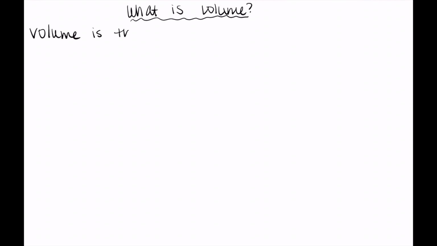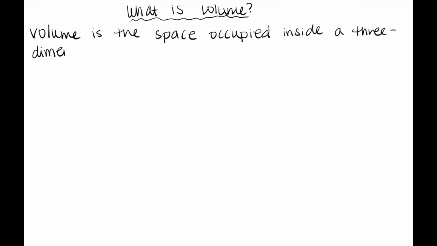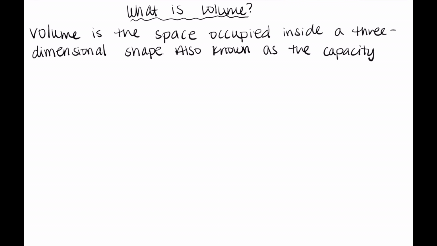So to start off, let's define what volume even is. For our purposes, the way we will define volume is that volume is the space occupied inside of a three-dimensional shape or object. Another term that a lot of people use to capture the idea of volume is capacity. So the capacity of an object, the space inside of a 3D object, that is what volume is.